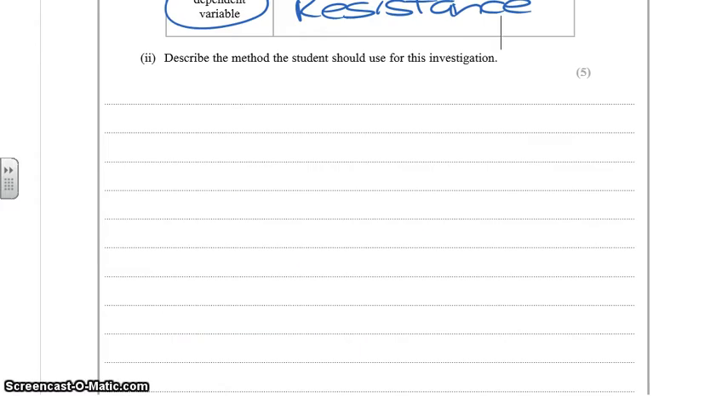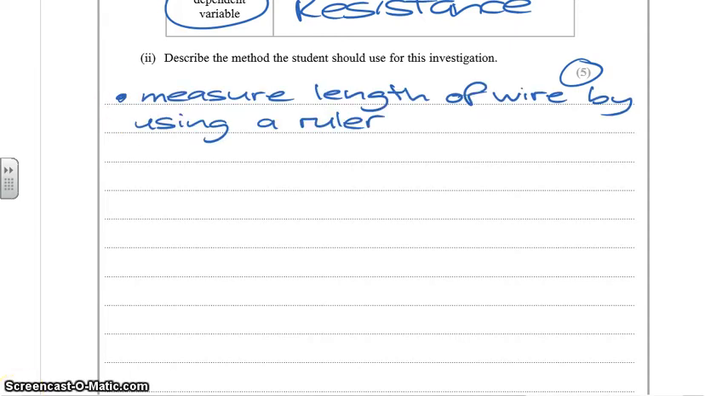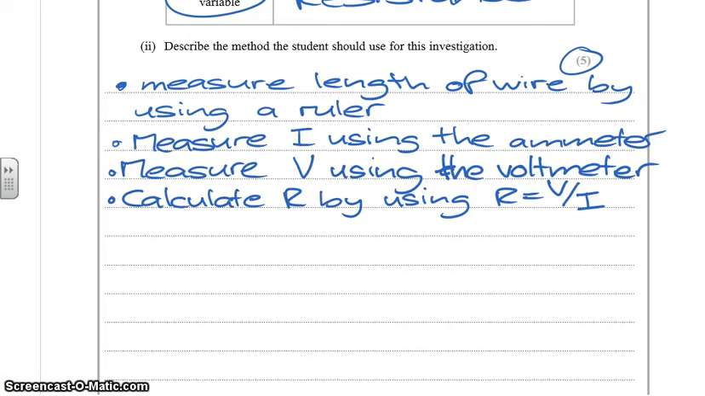Now it's asking us to describe the method that we're using. It's a 5-mark question, which is a lot of marks. So to help us make sure that we've said the 5 things that we need to say, obviously we're going to use bullet points. First bullet point, we need to measure the length of the wire, and the thing that we need to do that with is a ruler. The next step is that we need to measure the current by using the ammeter for 1 mark, and measure the voltage by using the voltmeter for another mark.